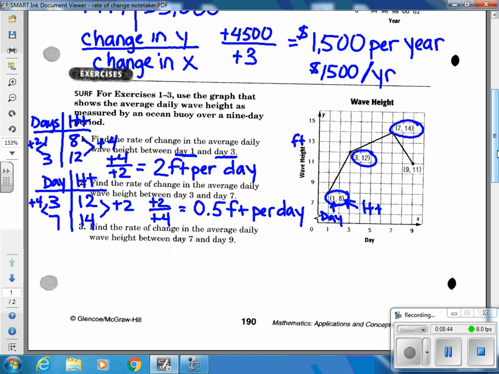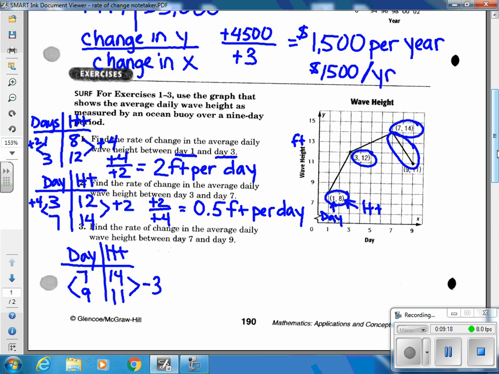Now number 3 says find the rate of change between day 7 and day 9. So again, same table setup of days and height. This time we're using day 7 and day 9. And if you look, day 7 was 14 feet tall and day 9 was 11. Now if you do some observing from your graph, you notice that at this point of the graph, things aren't going uphill anymore. Now they're going downhill. They're decreasing. So anytime something decreases in math, that's where the negative sign pops up. So when we go from 14 to 11, we're not adding anymore. Now we're going to subtract 3.